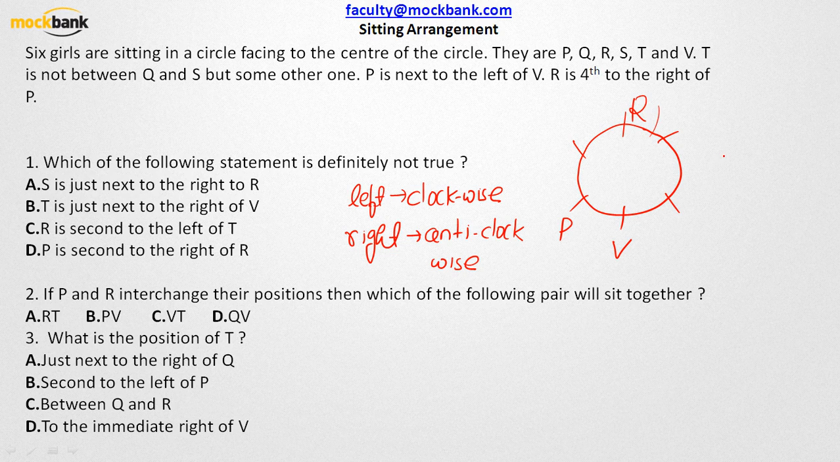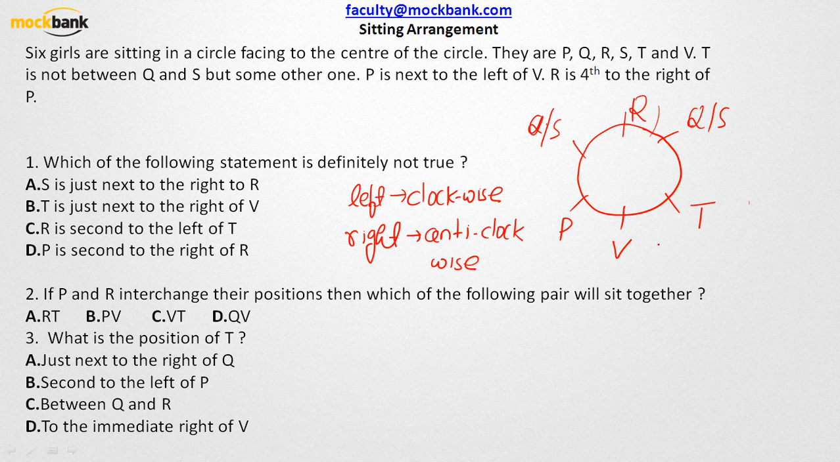Now it also says that there is a person between Q and S. So we have got 3 positions, 1, 2 and 3. They are still vacant, and we have got Q, S and T to be there. Now we cannot take these 2 positions for Q and S because we have to have a gap between Q and S. So this position will be accommodated by either of Q or S, and hence this position goes for T. So when Q is here, S is here, or vice versa.